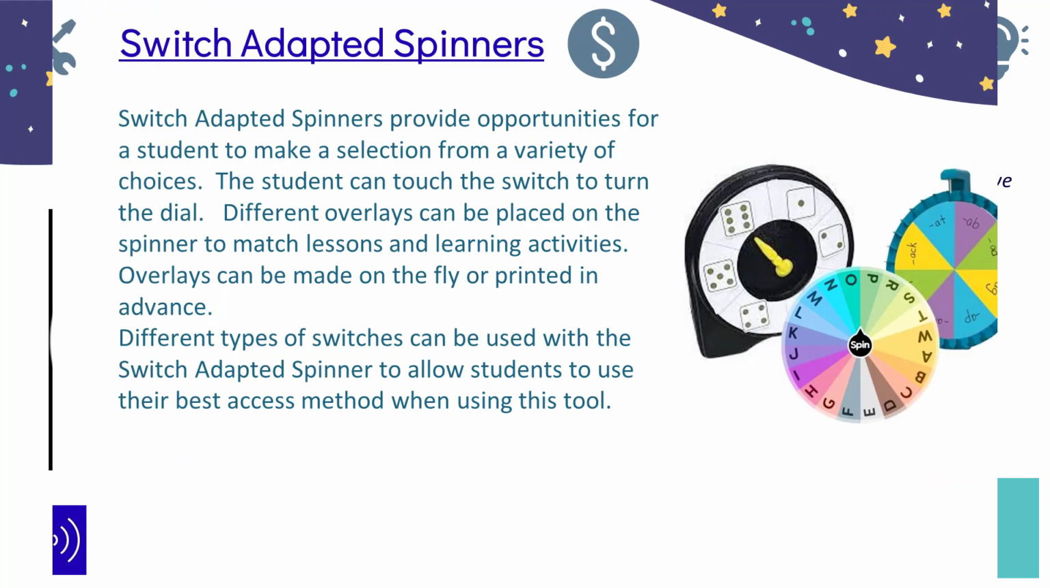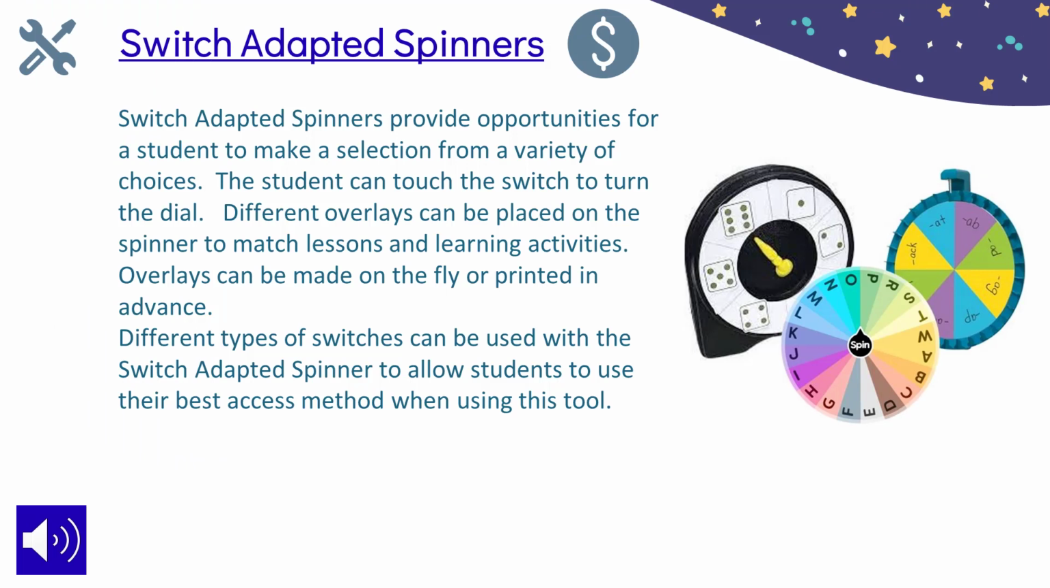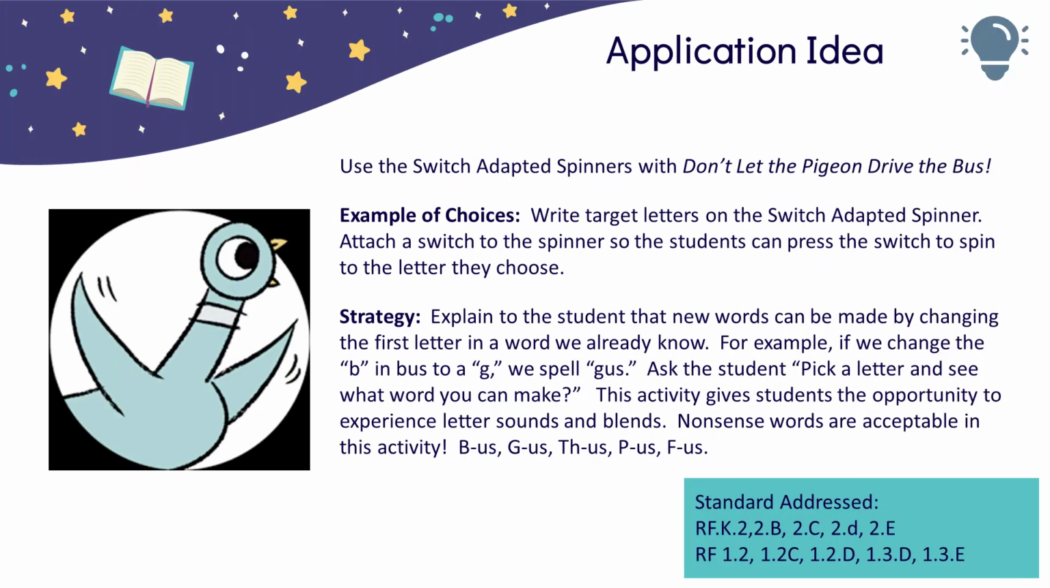A switch-adapted spinner is just a spinner attached to a switch. When they hit the switch, it will spin, and then you can explore what happens when it lands on a particular letter, word ending, or vowel sequence. In this idea, the students are using a switch-adapted spinner to create new words. You'll write target letters on the switch-adapted spinner. When the kids hit the switch, it'll choose a letter, and they'll create new words.